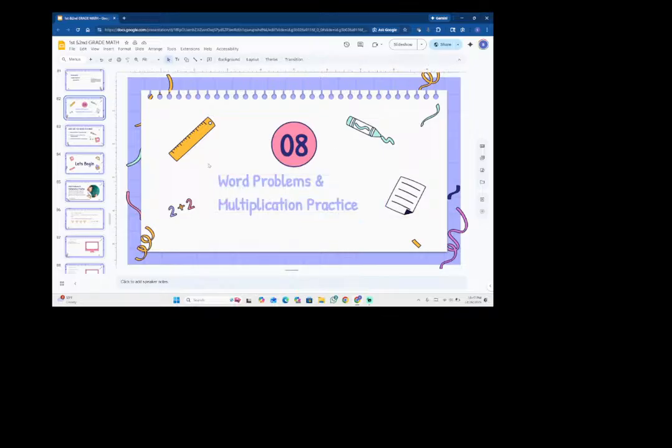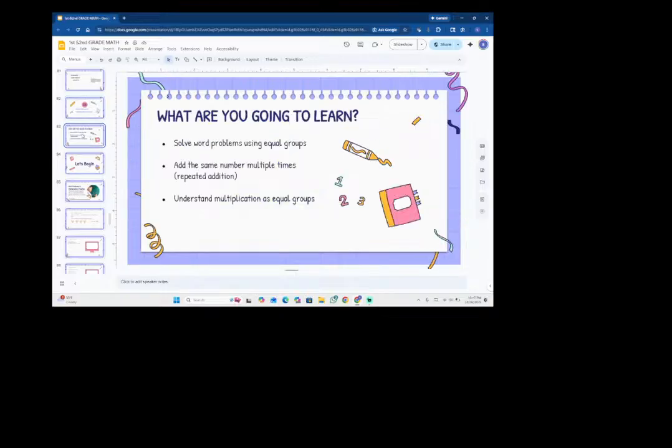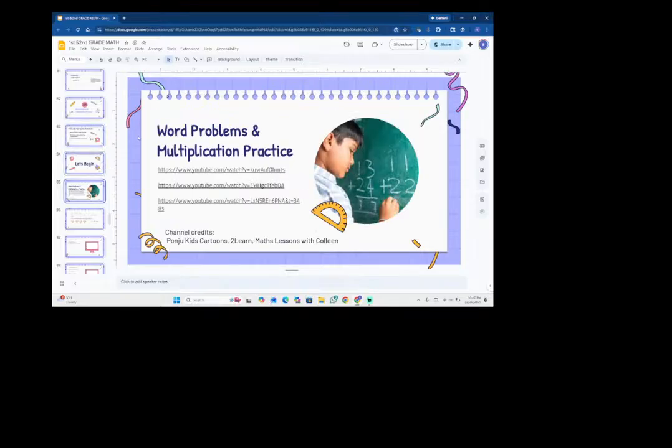So we're going to be learning word problems and multiplication practice. Solving word problems using equal groups. Add the same number multiple times. Understand multiplication as equal groups. Okay, let's begin. Some introduction videos.